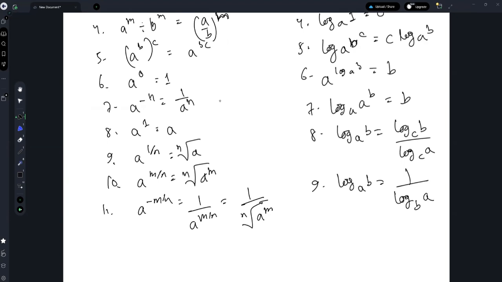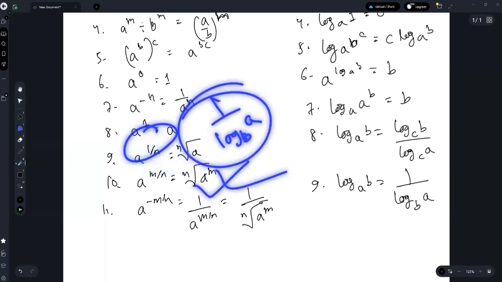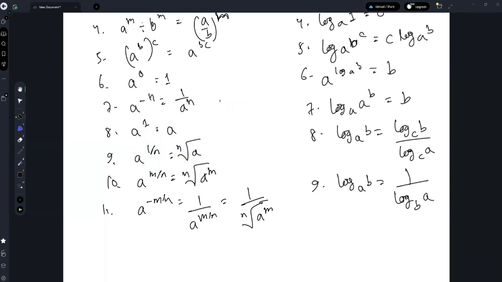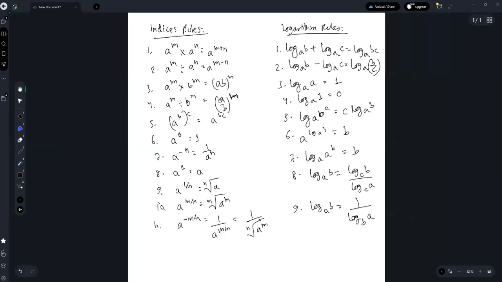using the base change rule. The way I get this is by doing the following. Log base b of b divided by log base b of a. This thing is equal to 1. So I get 1 by log base b of a. So that's what I get. So that's basically all the rules that I got for indices and logarithms.